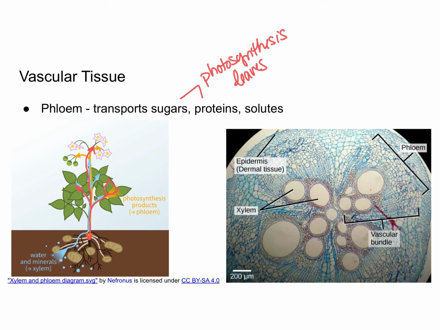So if we look at this cross-section of a plant through a microscope, we can clearly see the xylem, so these big vessels that help to transport water throughout the plant structures. And then the phloem is this tissue surrounding the xylem, and so they're these kind of smaller tubes that are helping to transport the sugars and proteins and other solutes throughout the plant.